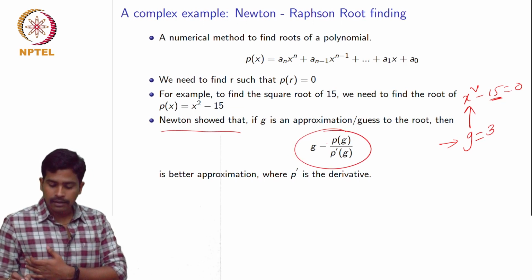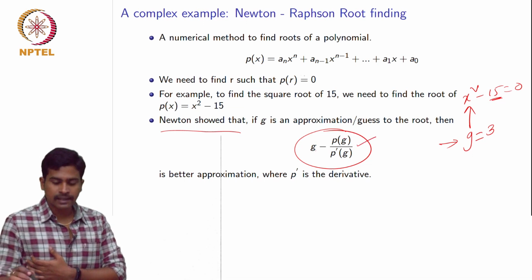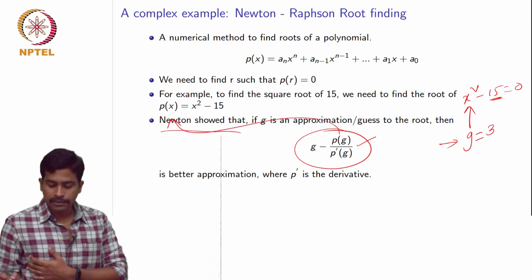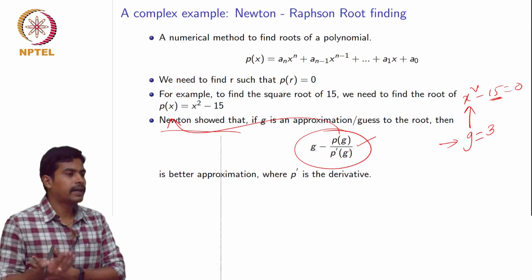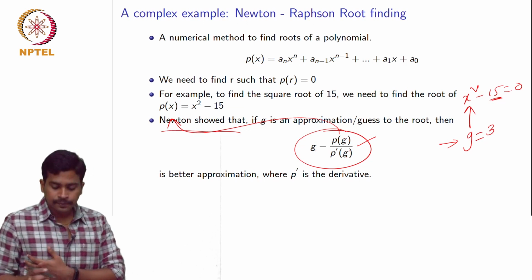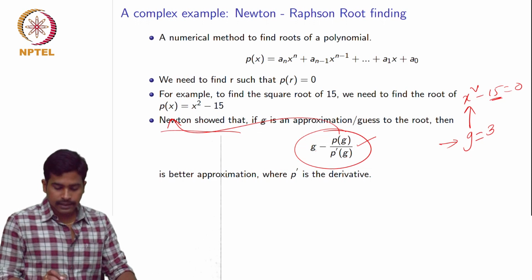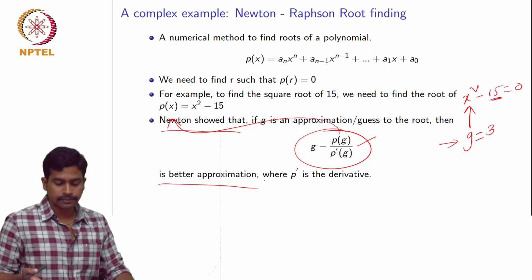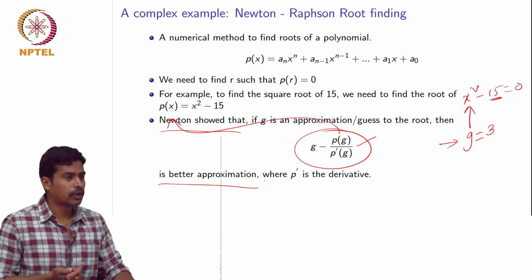Okay. So, the modified guess is given by g minus p of g, that is, substituting this guess in your actual polynomial, divided by substituting again this guess in the derivative of your polynomial. So, this is the basis of the Newton-Raphson method, and let us try to use this approach to calculate a square root of a given number.